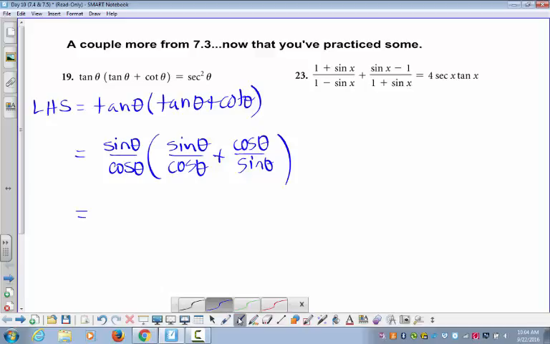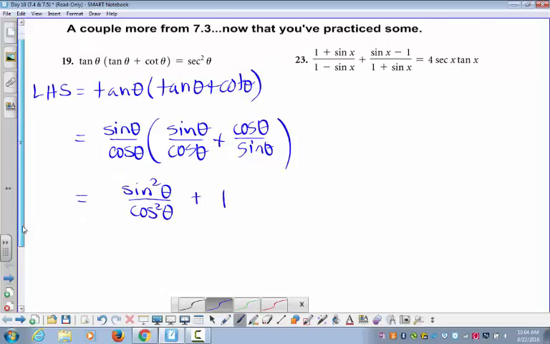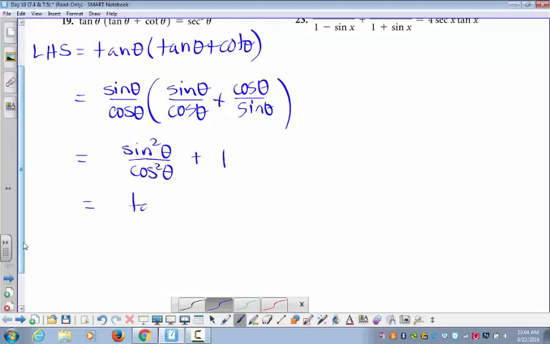So we're going to send this fraction to the first fraction, and we'll end up with sine squared of theta over cosine squared of theta. And then we're going to multiply it over there, and we get sine times cosine over sine times cosine, which is just 1. That's tangent squared plus 1. And that's what we would have got if we would have distributed up there.